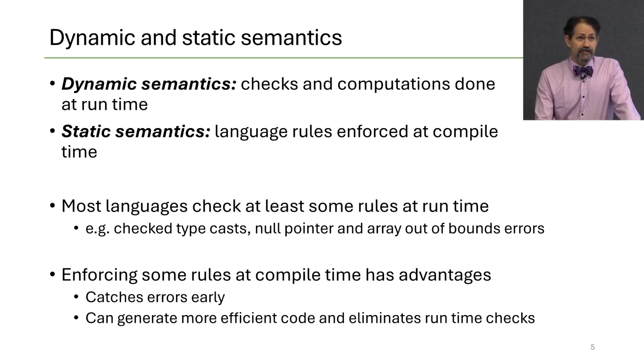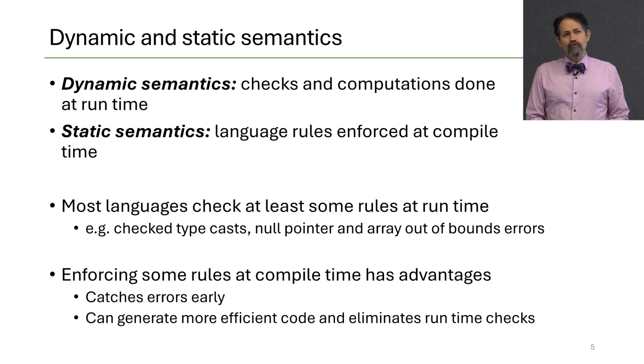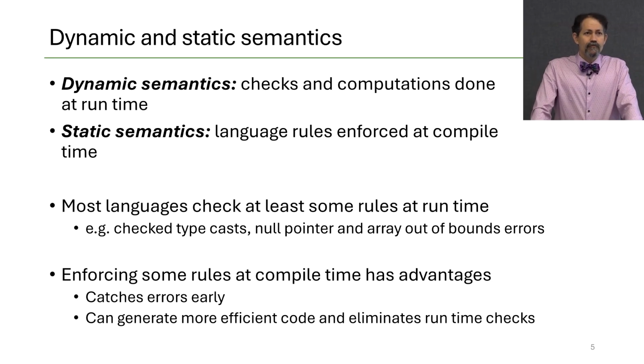Now, looking at these two definitions, we observe that most languages do at least some rule checking at runtime. For example, commonly checked rules at runtime might include checked typecasts, null pointer, or array out of bounds errors. On the other hand, the more rules that we can check at compile time, we can gain some advantages in terms of catching the errors early and telling the programmer about them, even before we run the code, or even generating more efficient code because we can eliminate those runtime checks.